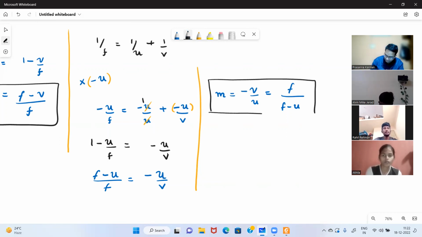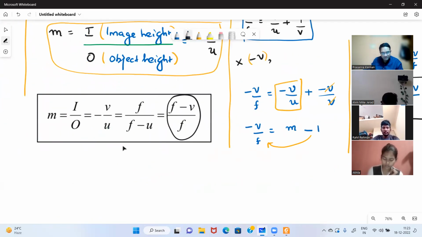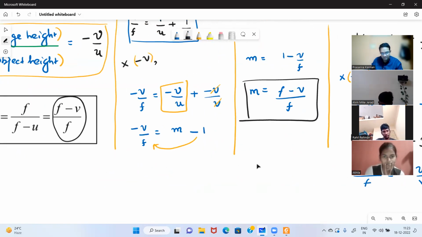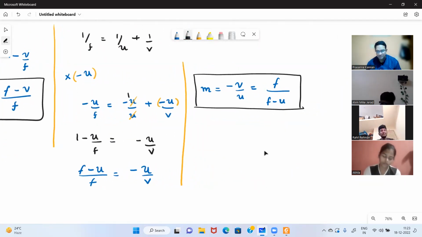So you're able to understand clearly? So what is magnification? F by f minus u. Clear? So there are three formulas. M is equal to minus v by u, or f by f minus u, or f minus v by f. Once you take it down, let me know. Then we'll move on to the questions. Done, sir.